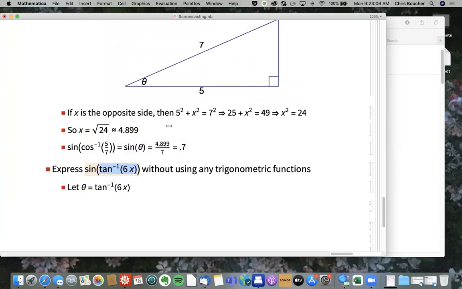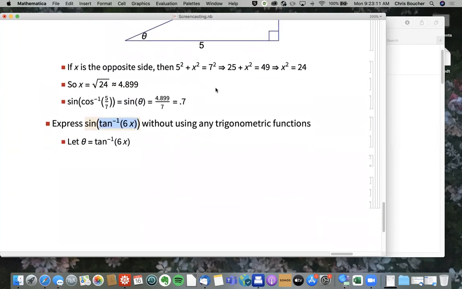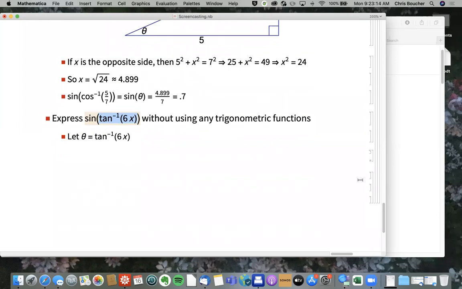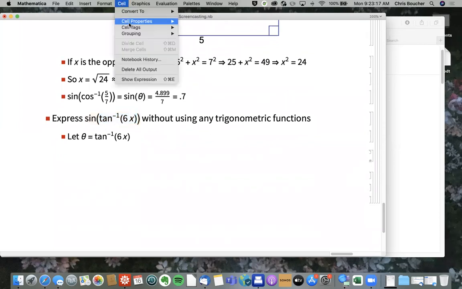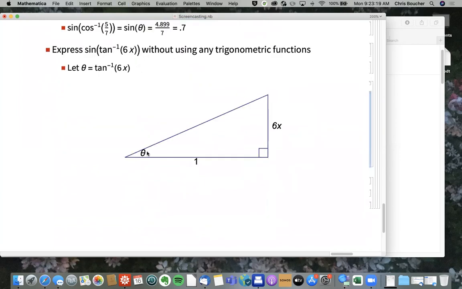And the next thing I will do, very similar to the previous example, is I'll draw a triangle with this angle in it. So I draw a right triangle and I put the angle theta in it, so much like I did above. This time, theta is an angle whose tangent is 6x. Well, tangent's opposite over adjacent. So that means the opposite divided by the adjacent has to give me 6x. There's actually lots of different ways to do that, but probably the easiest is to make the opposite side just 6x and the adjacent side 1. And now it works. Opposite over adjacent is 6x divided by 1, which is just 6x.